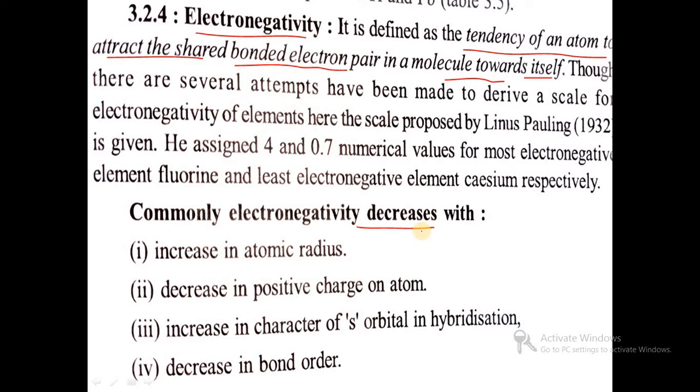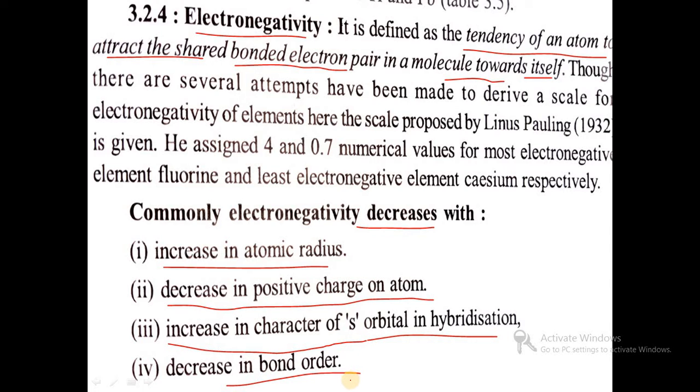There are some factors. Electronegativity decreases with an increase in atomic radius: as atomic radius increases, electronegativity decreases. Electronegativity also decreases with a decrease in positive charge on the atom, an increase in s character of the orbital in hybridization, and a decrease in bond order. So these are the parameters which decrease electronegativity.